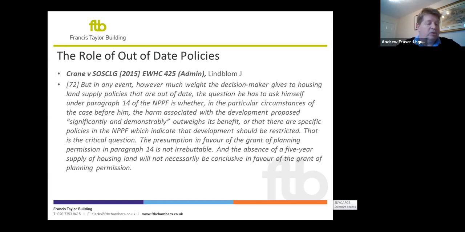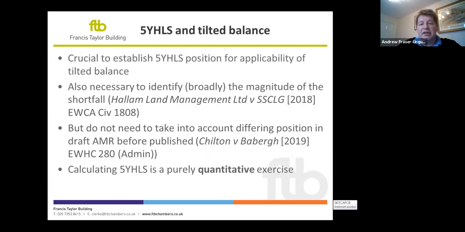But it's very important to remember that there is a necessary exercise in assessing whether and the weight to which should be given to policies which are out of date, particularly if they're deemed to be out of date by virtue of the operation of footnote 7, because there's no 5-year supply. And so what this does mean is that it's absolutely critical, obviously, to establish the 5-year housing land supply position.